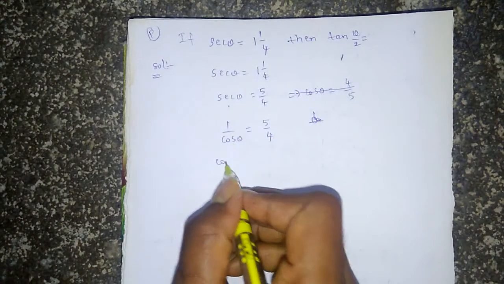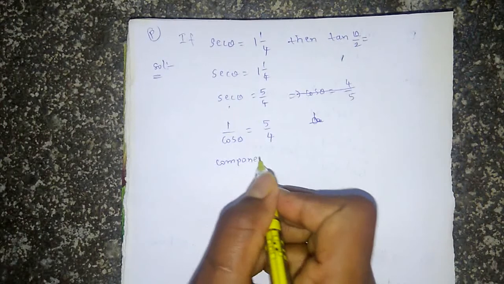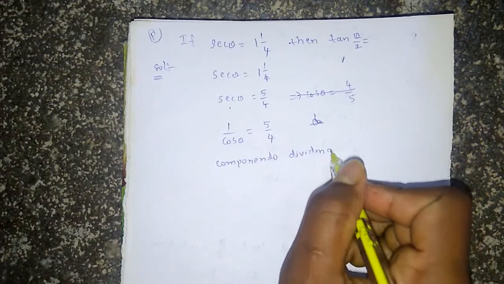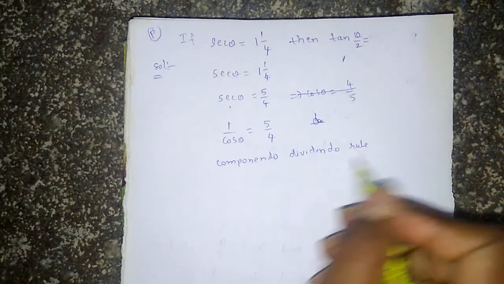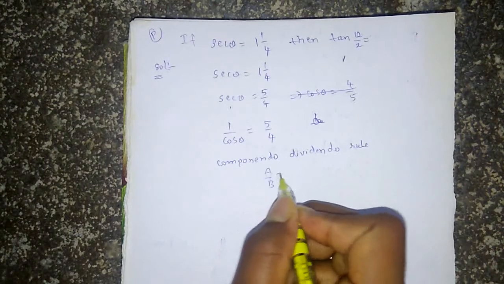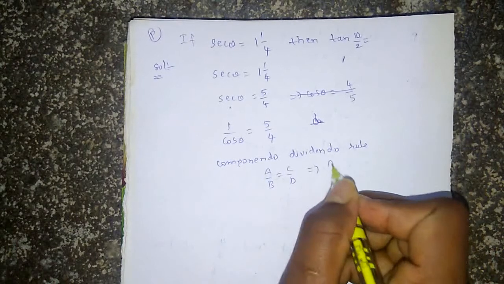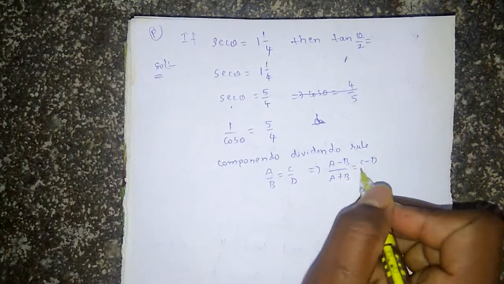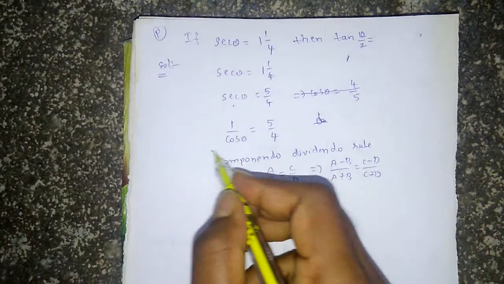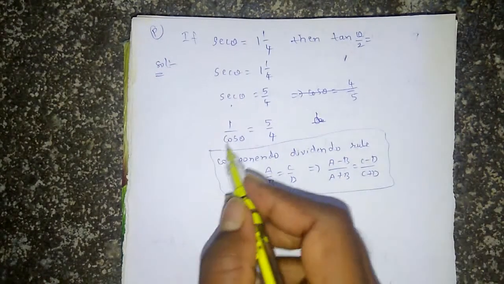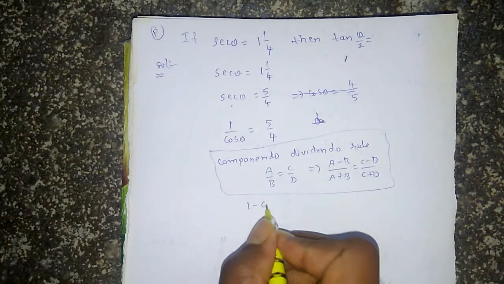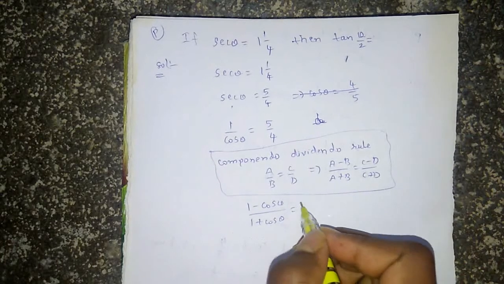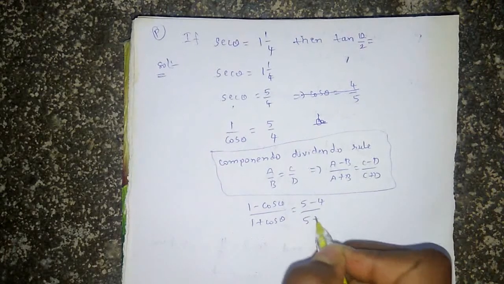Now apply componendo dividendo rule. That is, if a by b is equal to c by d, then a minus b by a plus b is equal to c minus d by c plus d. So this is componendo dividendo rule. Apply the rule here. 1 minus cos theta by 1 plus cos theta is equal to 5 minus 4 by 5 plus 4.